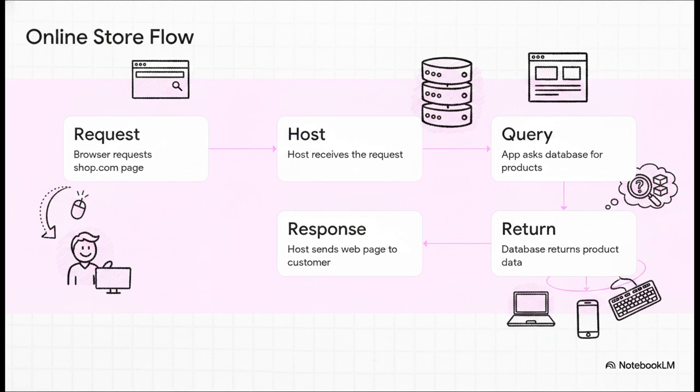We'll trace a super quick 5-step flow for an online store. Step 1. A customer opens their browser and types in shop.com. Step 2. The host server receives that incoming request and fires up the web application. Step 3. The app realizes it needs to actually show items on the screen, so it asks the database, "Hey, give me all the products."